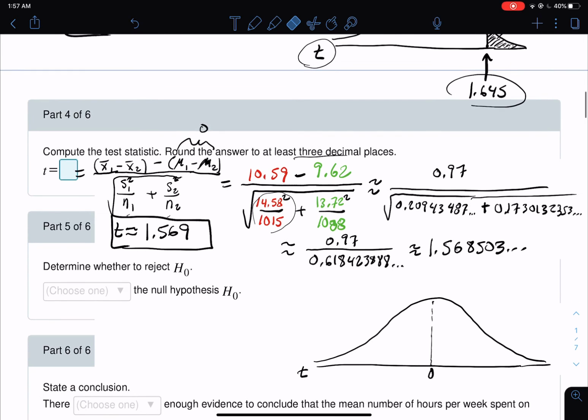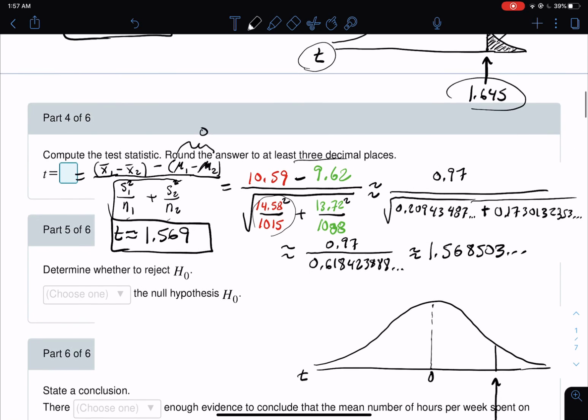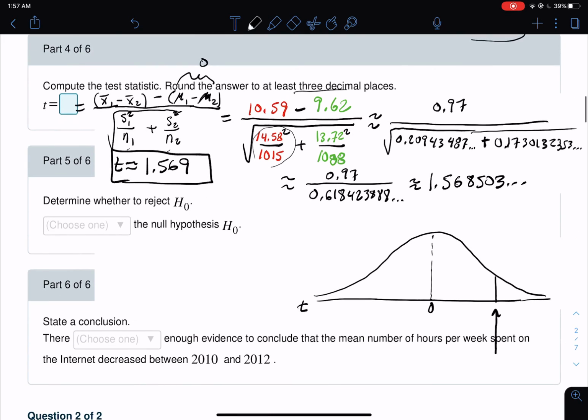So let me redraw. I don't have to redraw. Oh, well, I'm doing it now. So then we've got this. Oh, and then it erased. Go back. So we're doing this with the critical value. What's the critical value? 1.645.